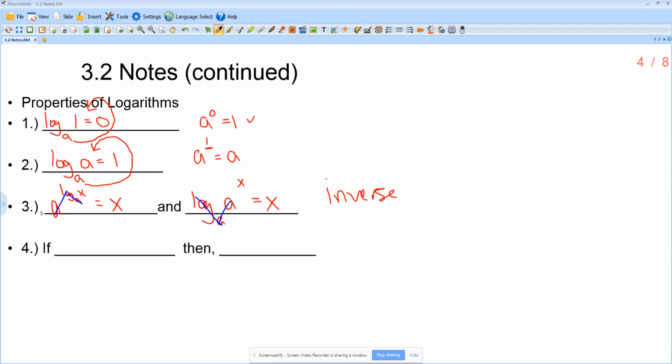And last, if log base a of x is equal to log base a of y, then x must be equal to y. So these are just some properties for us to use, and a lot of times they're going to help us with rewriting things or solving things.